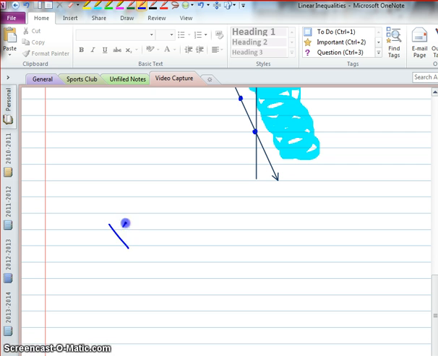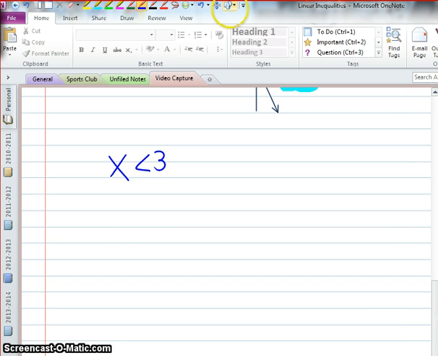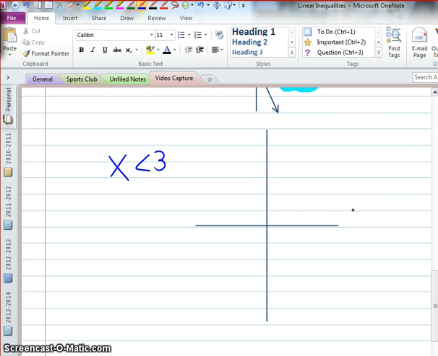A couple strange examples. x is less than 3. You do remember that all vertical lines, when graphed on a Cartesian coordinate plane, have just that simple equation of x equals a number. We go to 3. We draw a vertical line. We notice that the inequality needs a dotted line. And then ask yourself, which side of this graph is less than 3? Well, the numbers that are less than 3 are on this side.